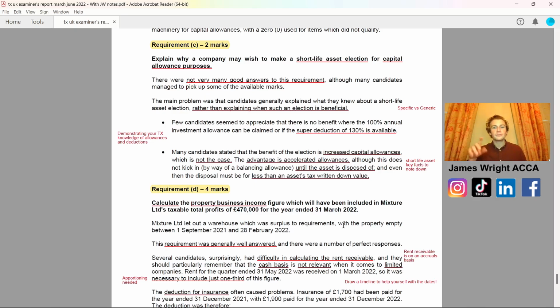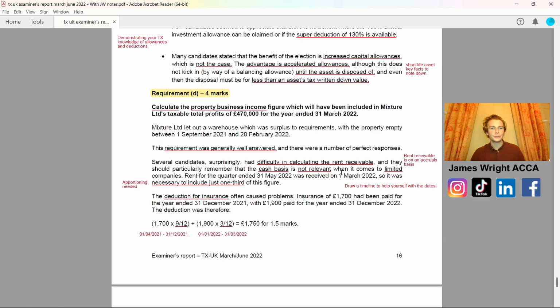So feel free to jot them down about increasing capital allowances, the advantages of actually accelerating those allowances, and then also the actual asset if it is disposed on there. But again, it's just explaining why a company may wish to make a short life asset election for capital allowances purposes on there. So we had the super deduction of 130% available too.